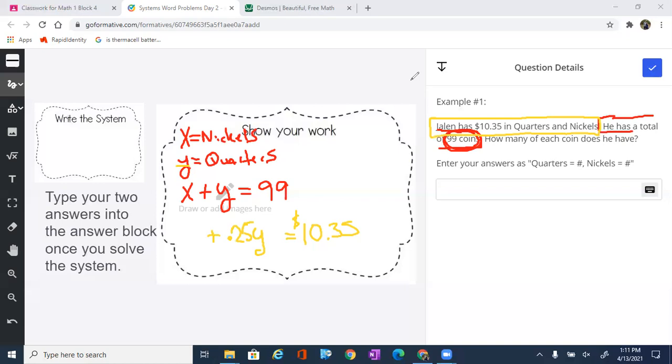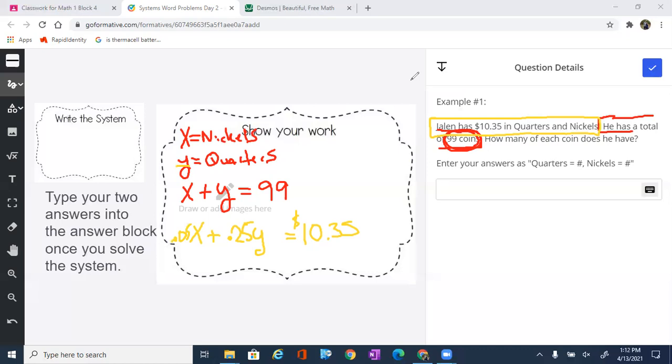And then we have to add how many nickels he has. Well, if he has 1 nickel, that's 5 cents. If he has 2 nickels, that's 10 cents. If he has 3 nickels, that's 15 cents. So in other words, we take the number of nickels and multiply it by how much that is worth. So nickels being X and a nickel being 0.05. So he has 0.05X plus 0.25Y, and that equals $10.35, okay?